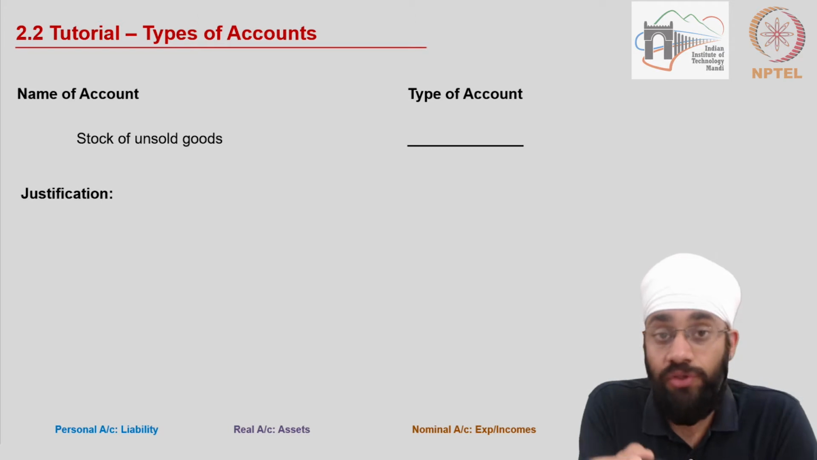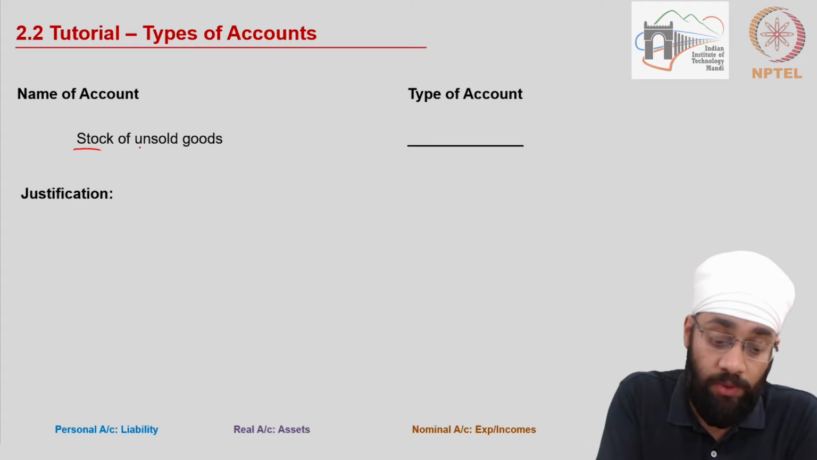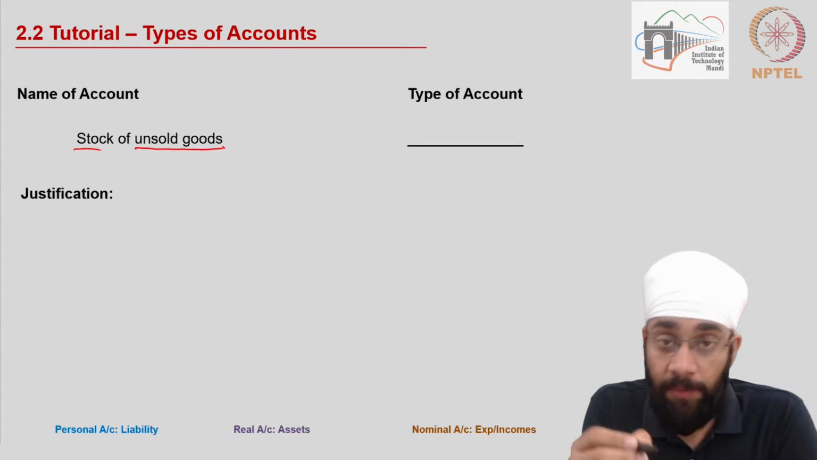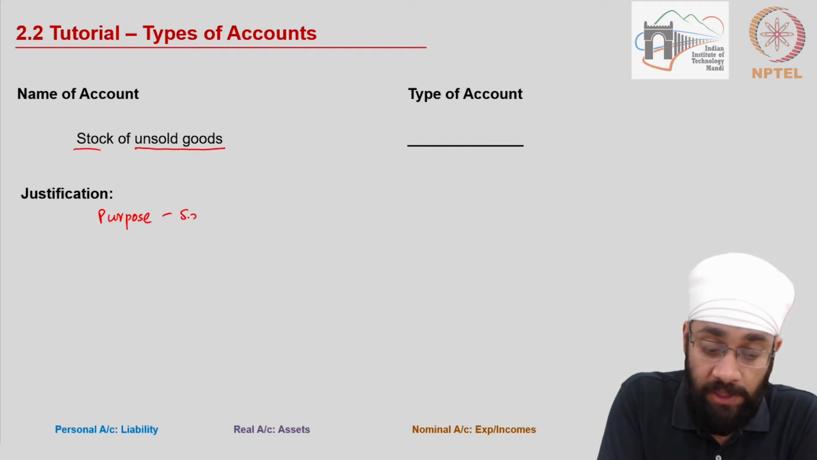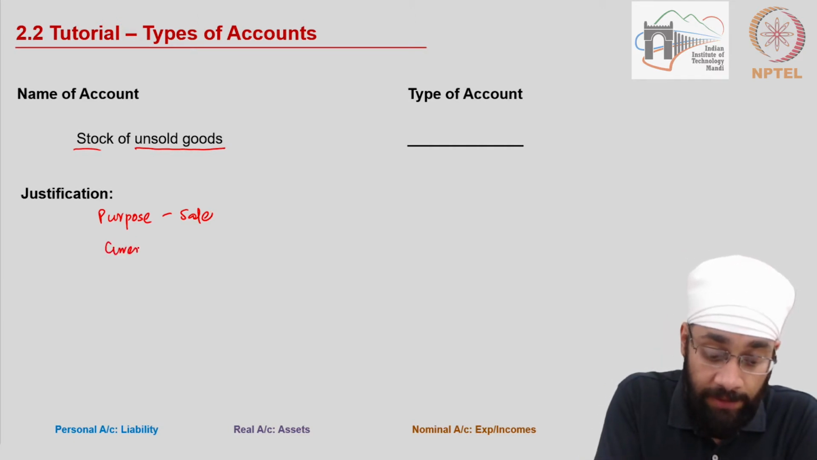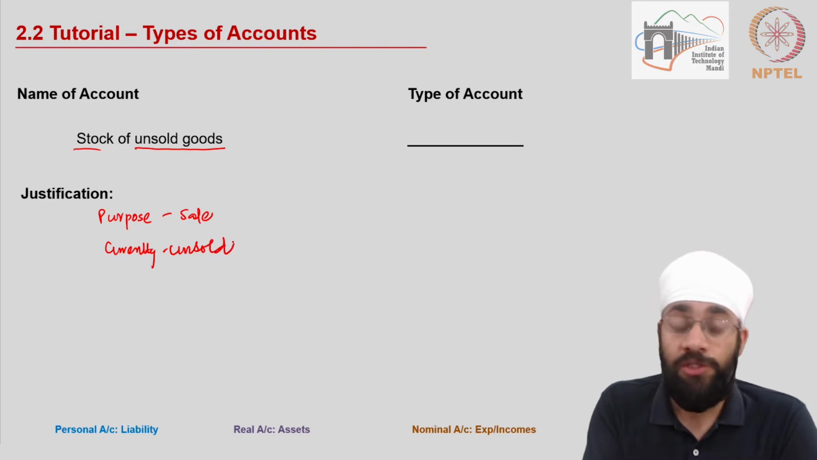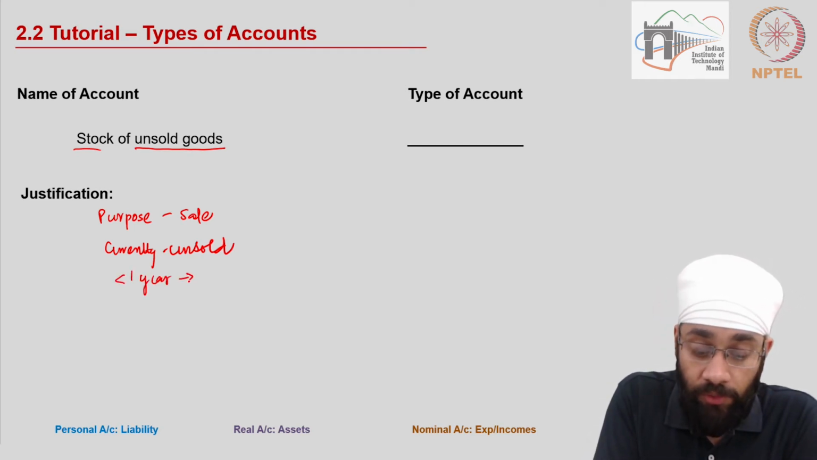Next is stock of unsold goods. So it's a stock, meaning it is with us and you have accumulated it. The purpose is you want to sell it. So the purpose is sale. However, right now it is unsold. So the intention is to sell it as soon as possible, in less than 1 year, you want to convert it into sales. That is the idea.